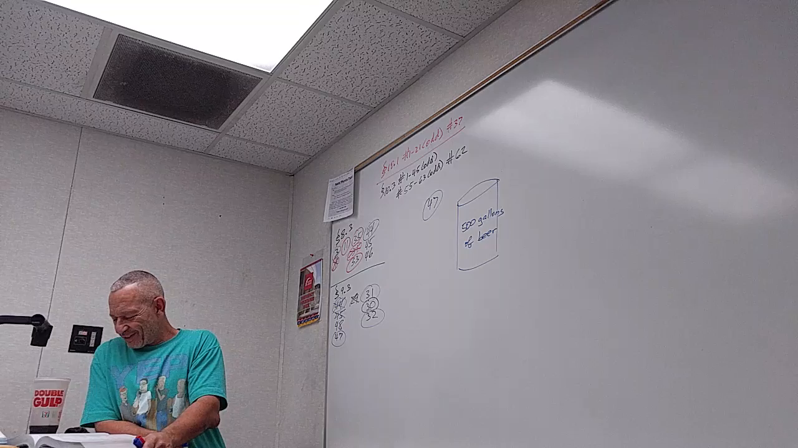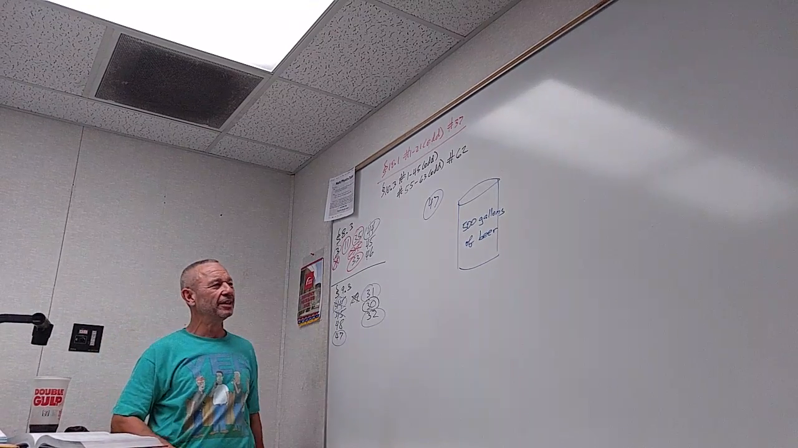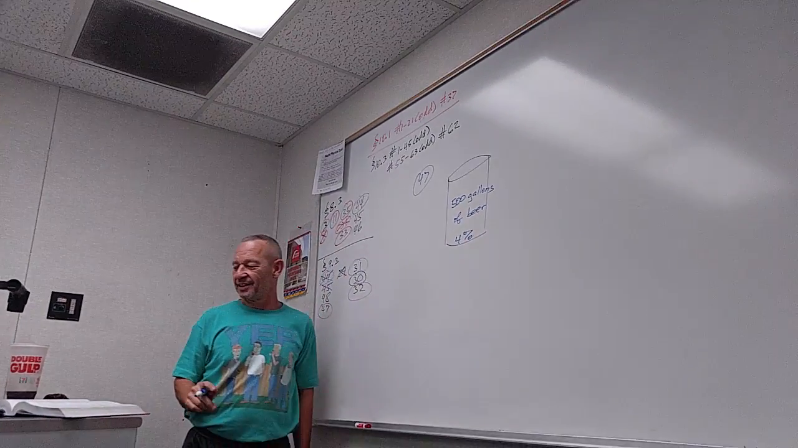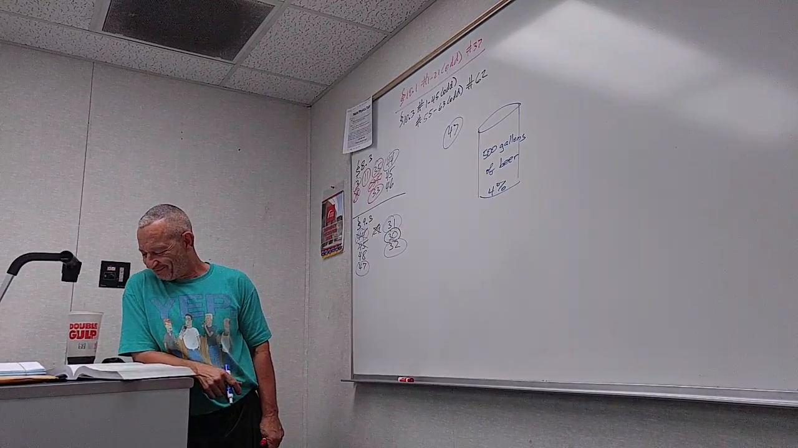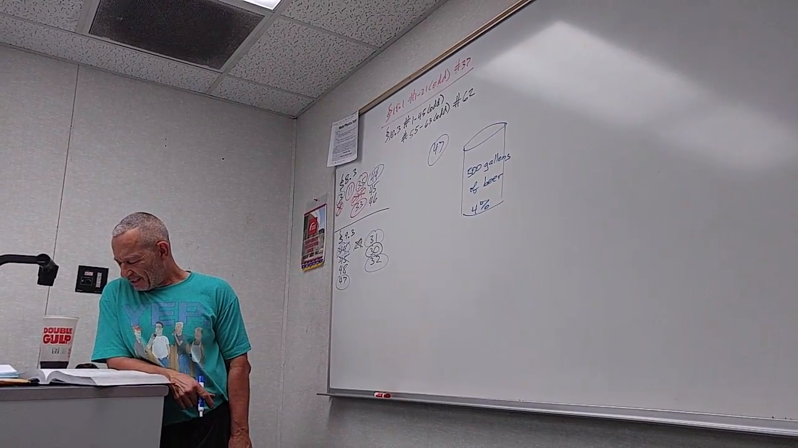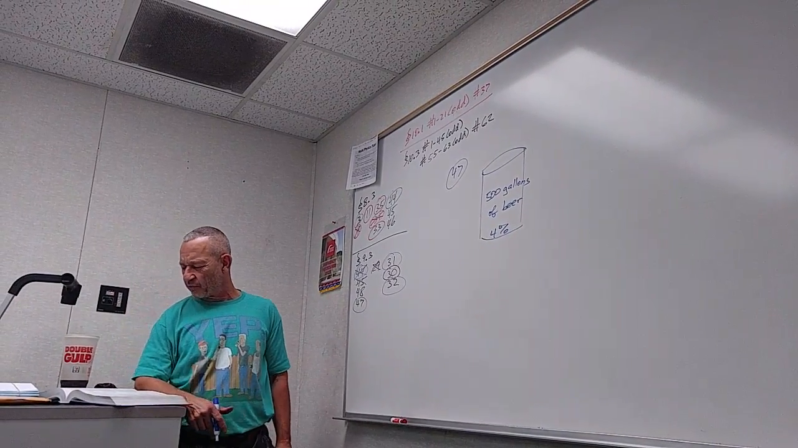A vat with 500 gallons of beer contains 4% alcohol by volume. That's weak stuff. What are we doing here? 47. So we're going to put in 6% at 5 gallons per minute.